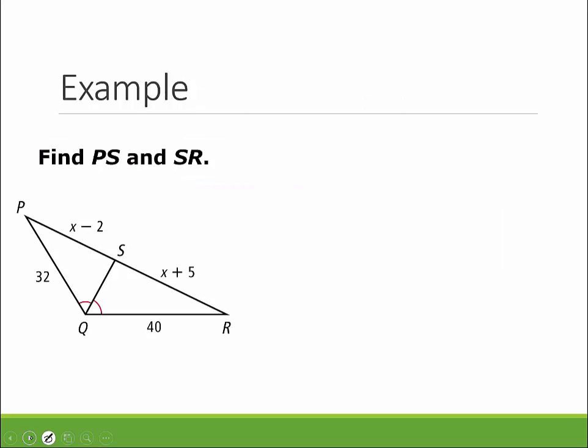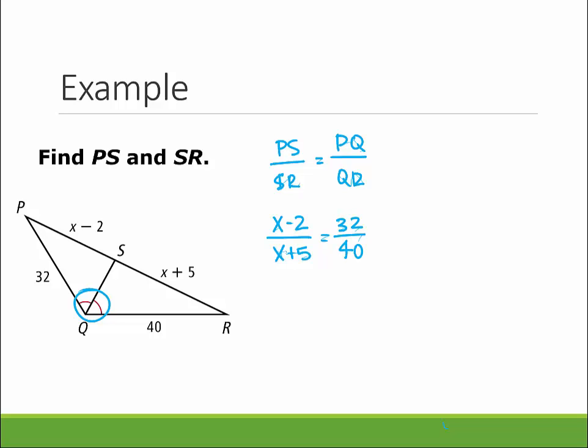So for this example, we need to find PS and SR. We can solve for x. Because this is an angle bisector, we know that PS over SR has to be proportional to PQ over QR, the sides, and then the ones that were cut in half. So PS is x minus 2. SR is x plus 5. That has to equal PQ, which is 32, over QR, which is 40.